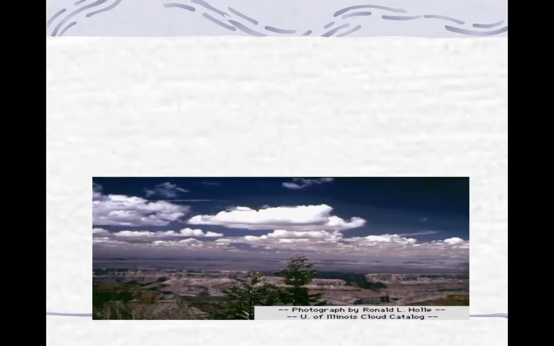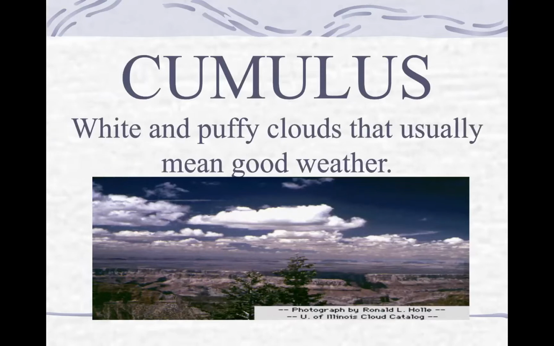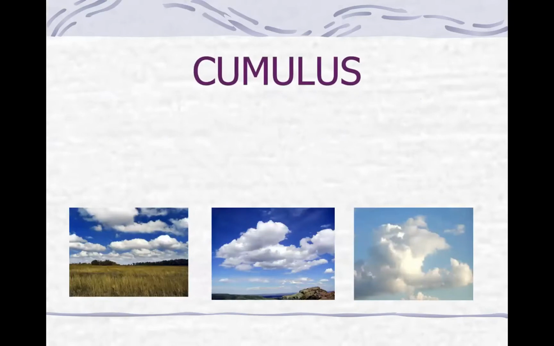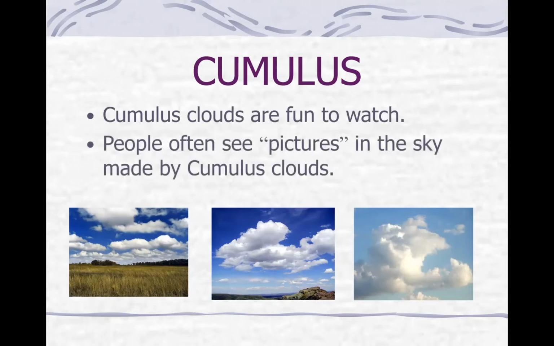And then we have what we call cumulus clouds. And these are my favorite clouds. These cumulus clouds are pretty clouds. White and puffy clouds that usually mean good weather. So there is a cloud type that indicates what kind of weather we are having. Cumulus clouds could look like these in the images that you see here, and they are really fun to watch. Sometimes you can use your imagination. People often see pictures in the sky made by cumulus clouds.